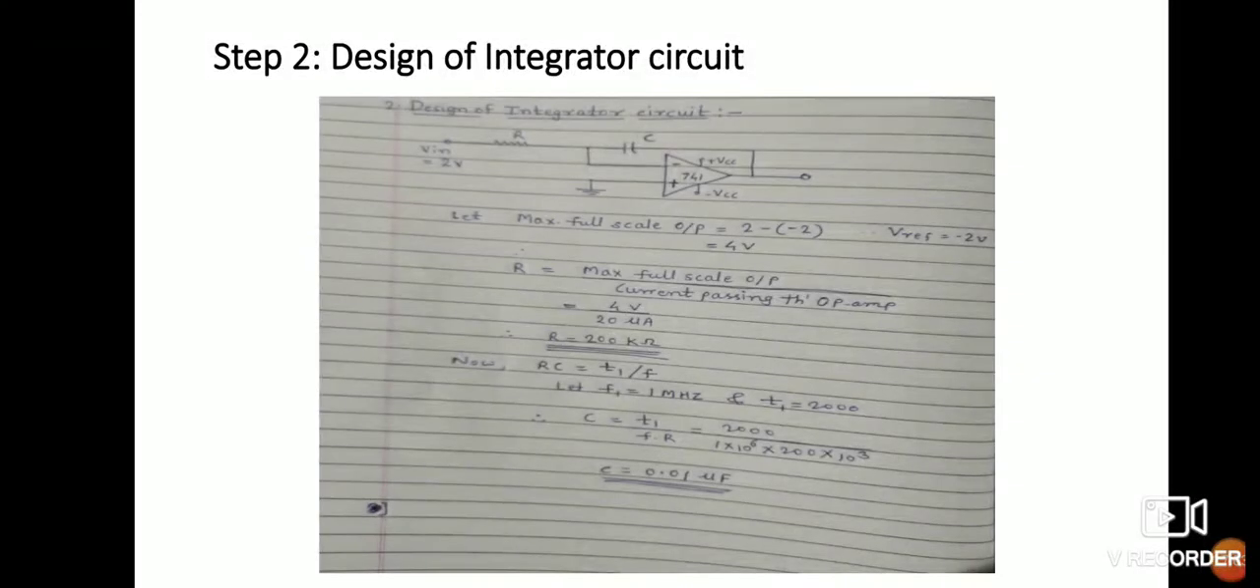Here we have to design the values of R and C. The formulas were already discussed in the last lecture. R is equal to the maximum full scale output divided by the current passing through the op amp. We already know the specification of the 741 op amp: the current passing through it is very small, about 20 microampere. Putting in the values, the maximum full scale output of 4 volt divided by 20 microampere.